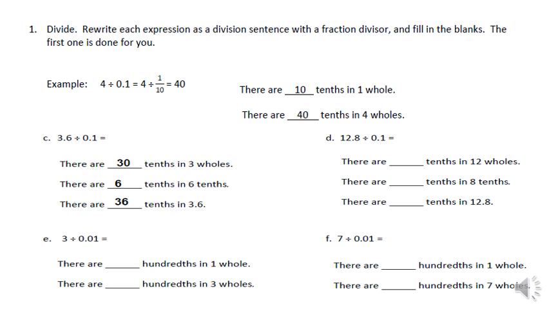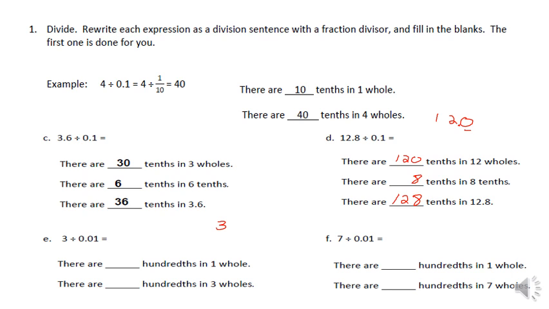Okay, when we come over to D, we're talking about tenths again, and I like doing it like this also. If there's 12 wholes, and I'm talking about tenths, I can tell there's 120 tenths in 12 wholes. And then there's going to be 8 tenths, which gives you 128 tenths.